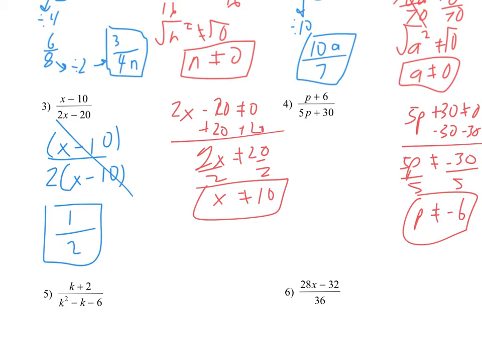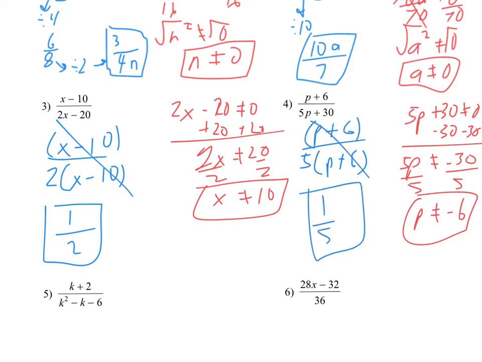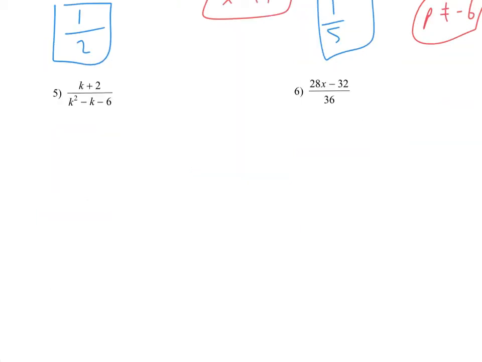Okay, so now we're going to go ahead and do our simplifying. So same idea here. I'm going to GCF on bottom. So we can take out a 5, which leaves me with p plus 6. And that matches up with what's on top, so we can cancel those out, and I'm left with 1 on top again, and this time it's over 5.